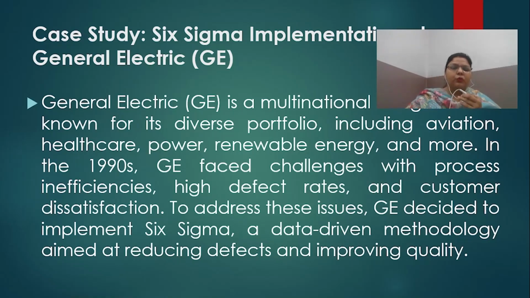Now just move towards a case study related to Six Sigma. This is a case study of General Electric. General Electric is a multinational conglomerate known for its diverse portfolio, including aviation, healthcare, power, renewable energy, and more. In the 1990s, General Electric faced challenges with process inefficiencies, high defect rates, and customer dissatisfaction. To address these issues, General Electric decided to implement Six Sigma, a data driven methodology aimed at reducing defects and improving quality.